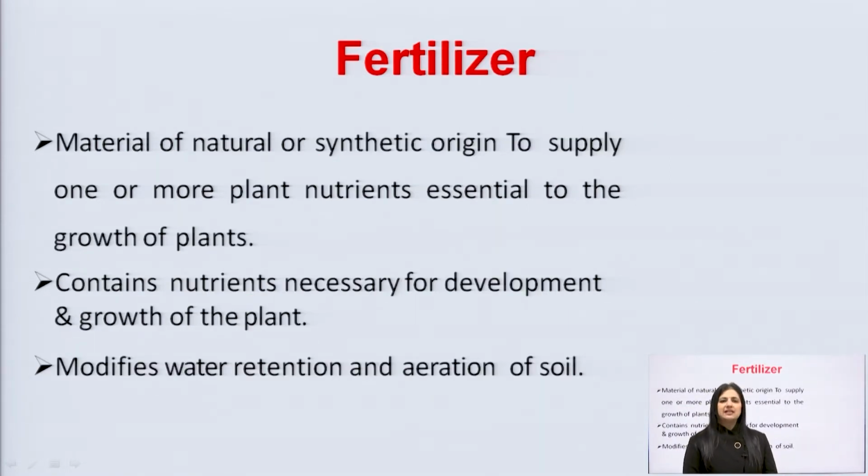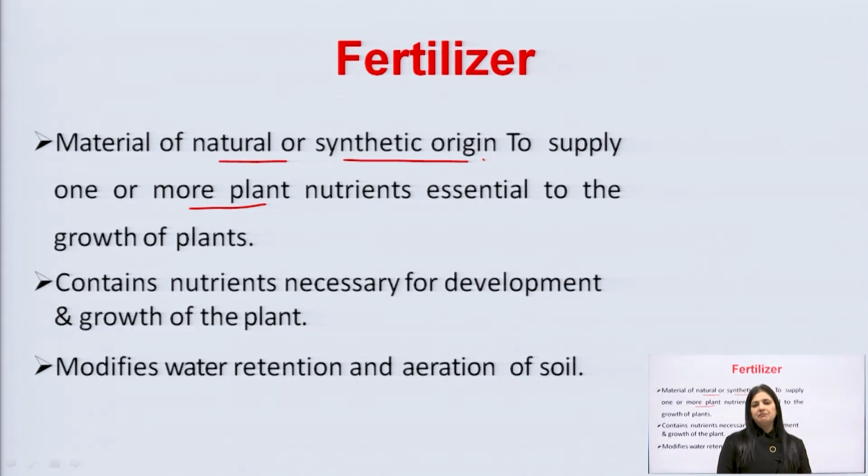Now, what is fertilizer? Fertilizer is basically a chemical. It is artificial in nature. It is a material of natural or synthetic origin to supply one or more nutrients for the growth of the plant. It contains the essential elements which are required for plant growth and maintenance. It contains nutrients necessary for the development and growth of the plant. It modifies water retention and the aeration of the soil as well.